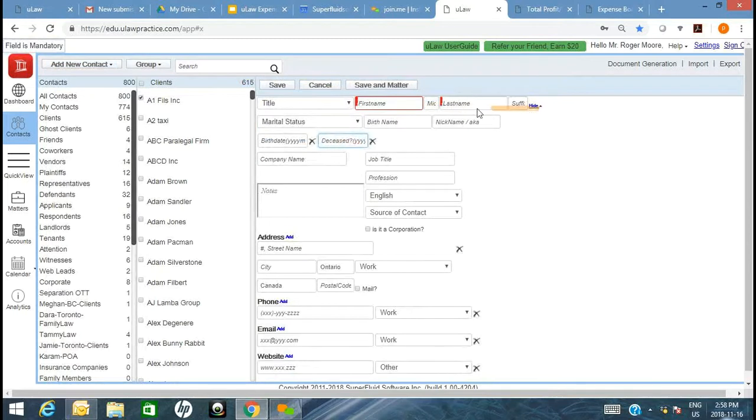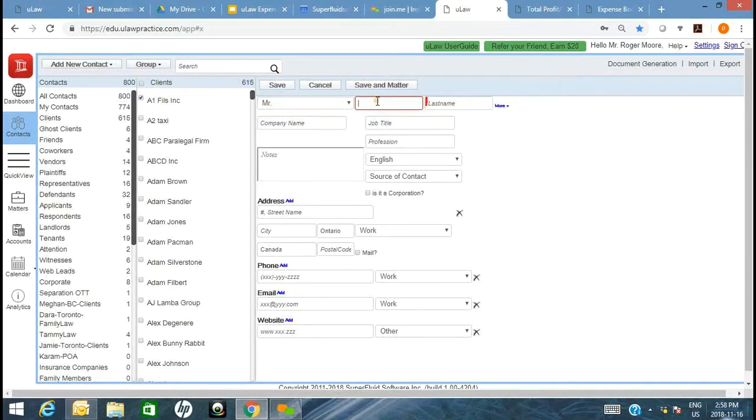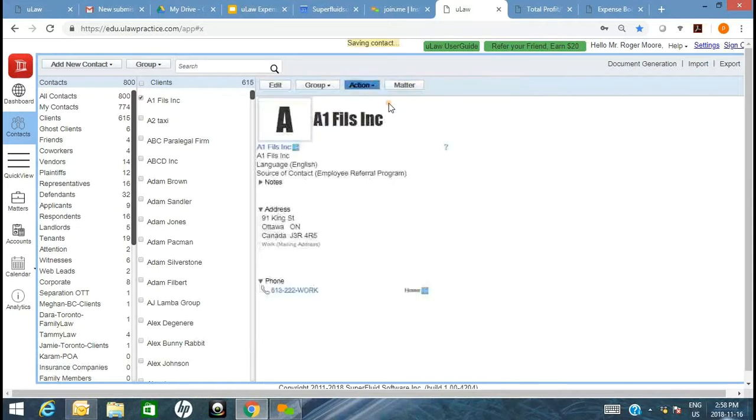So I'm going to quickly add a client. I'm going to say community legal service. I'm going to jump right into creating a matter for Mr. Sunny, Mr. Rowe. Okay.